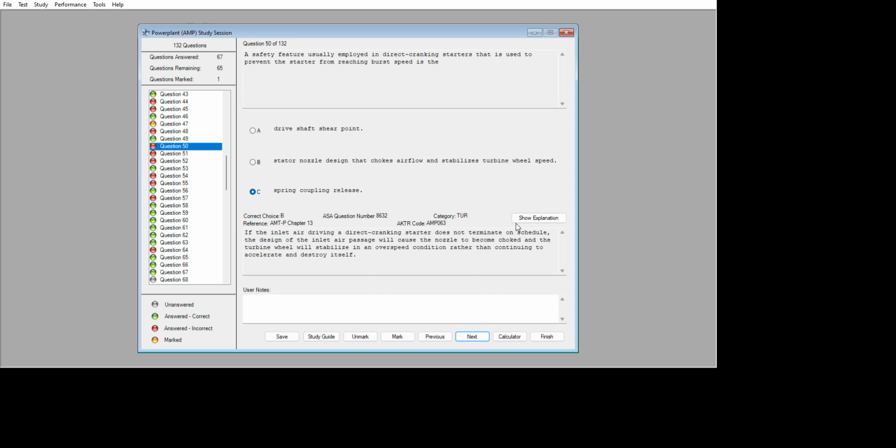A safety feature usually employed in a direct cranking starter that is used to prevent the starter from reaching burst speed is the stator nozzle design that chokes the airflow and stabilizes turbine wheel speed.